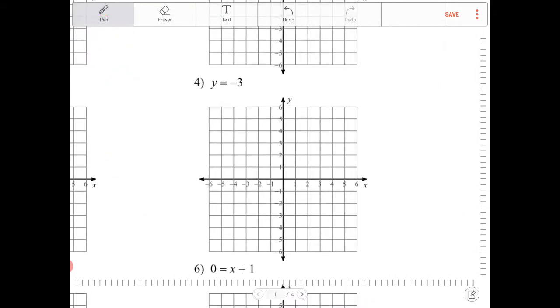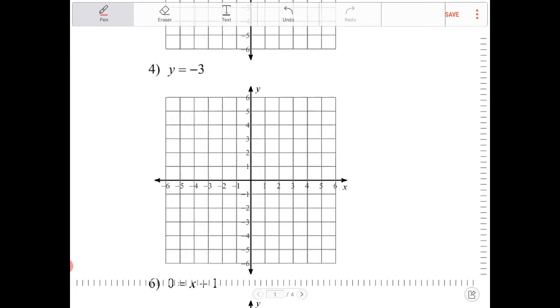Let's go through another example. Here we have y is equal to -3. And if you recall from the previous video, this is actually the equation of a line. If you notice, there's no slope written. That doesn't mean that there's no slope. The slope is actually 0. 0 is a number. Remember that. So the slope of this line is 0.